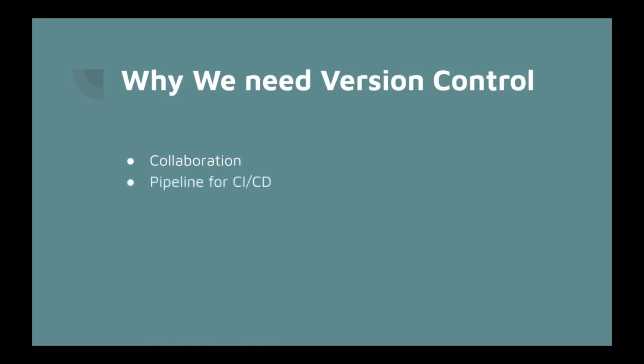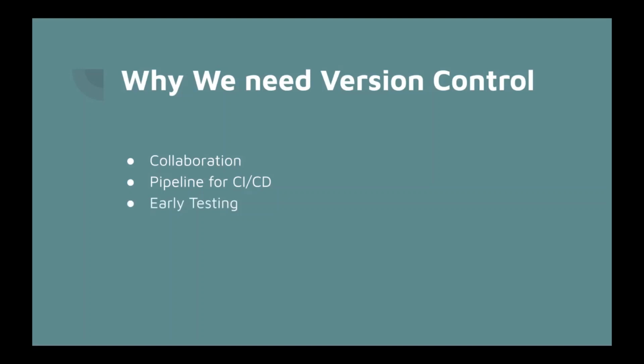The second thing is the pipeline for CI and CD. You might have heard that test jobs run through Jenkins sometimes, or maybe TeamCity, and for this you should have your code in a central repository from where the code can be taken automatically and your tests can run.